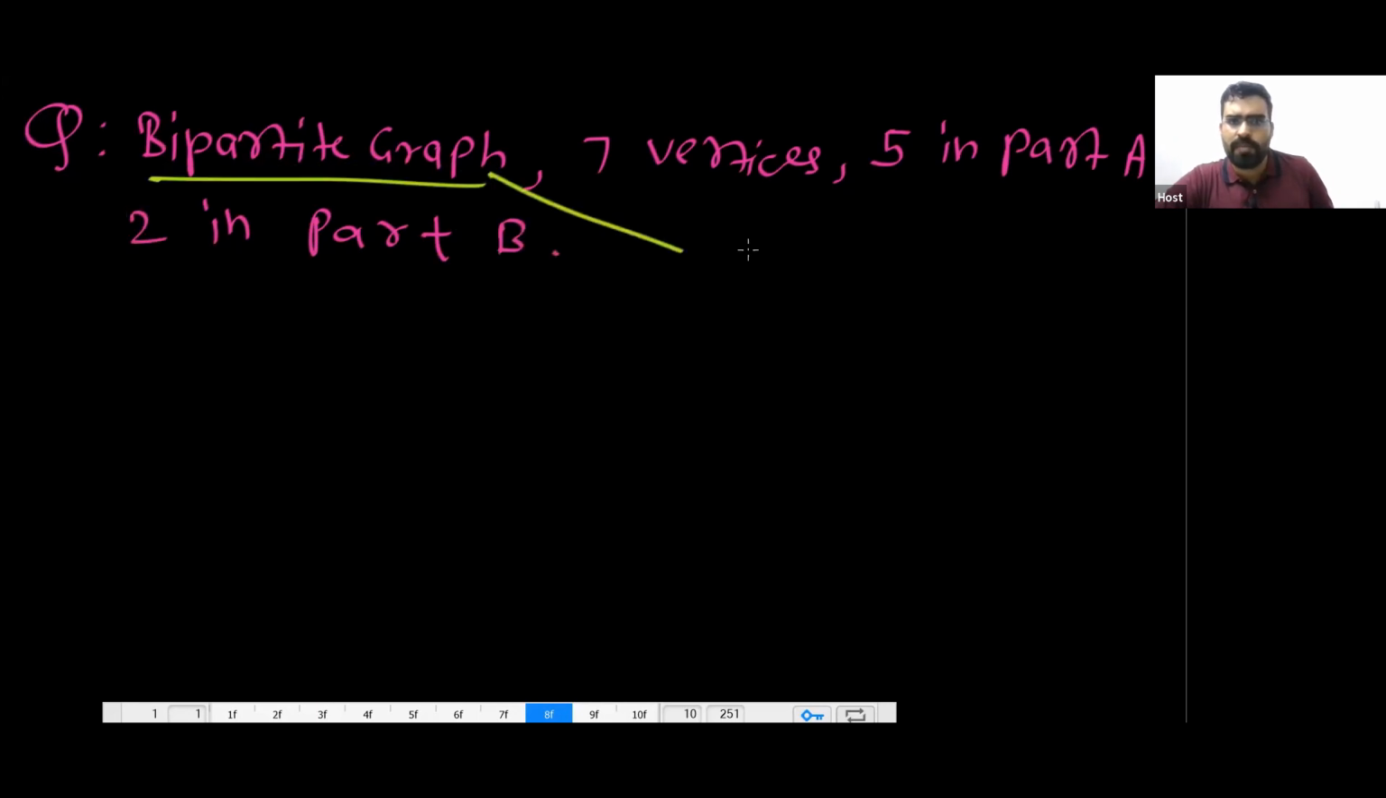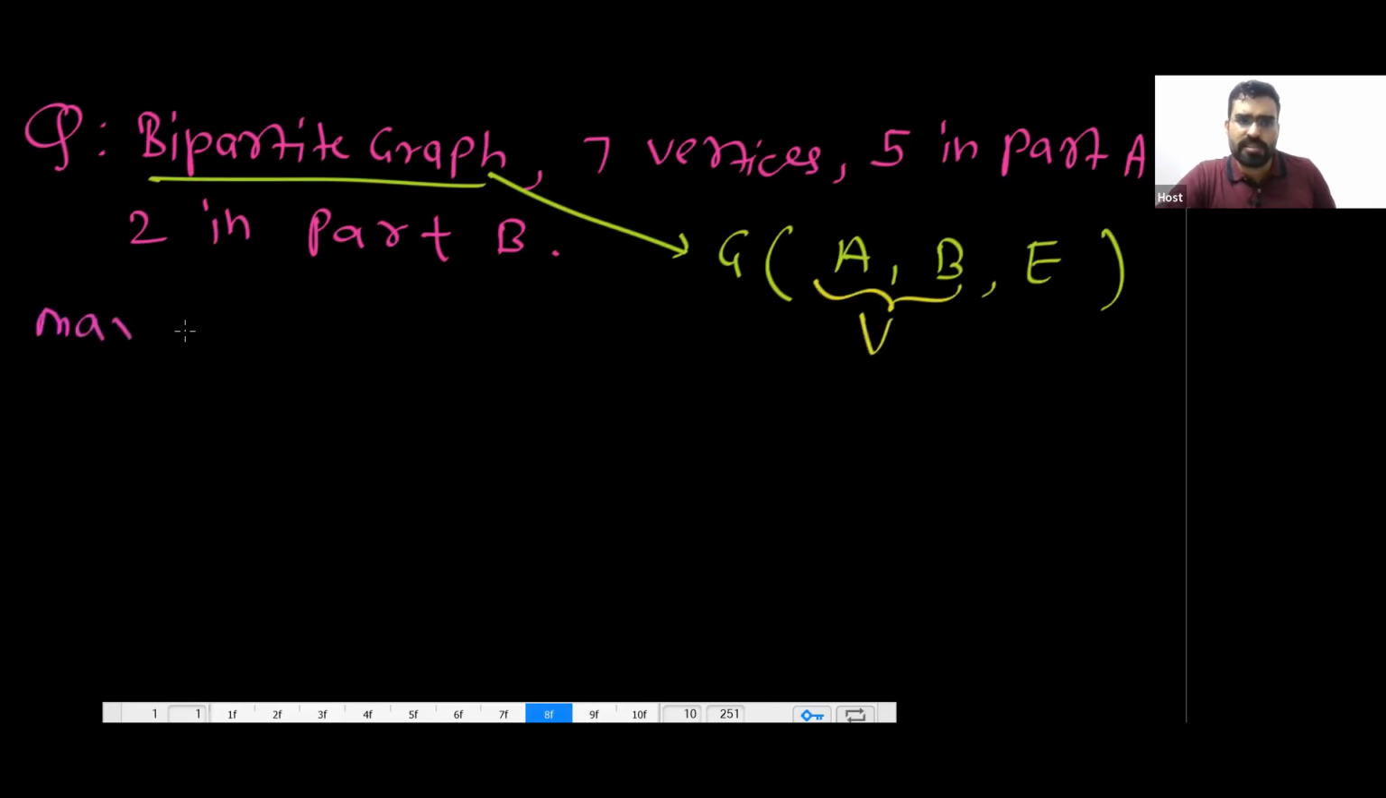Your graph is a bipartite graph in which you have two parts, A comma B. These are the two parts, and these are the set of edges. This is your vertex set. Now tell me, what is the maximum number of edges for this question?